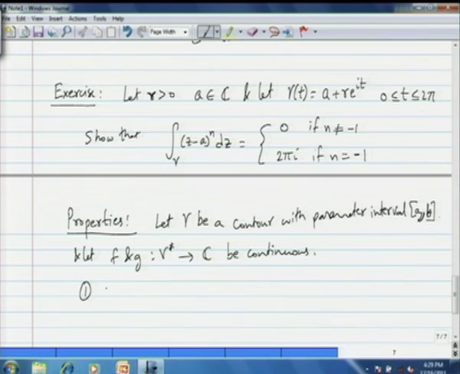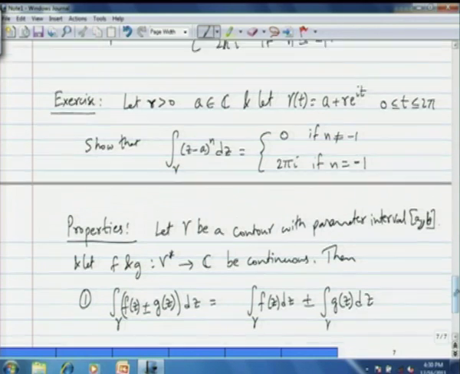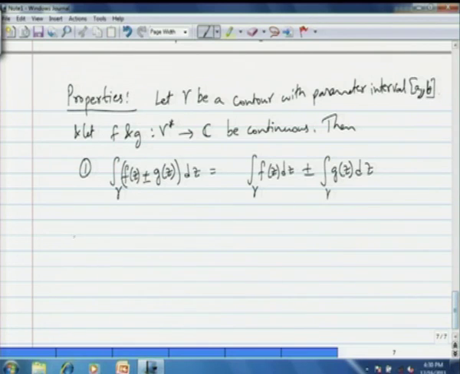Then firstly, the contour integral over gamma of f(z) plus or minus g(z) dz is the contour integration of f over gamma plus or minus the contour integration of g over gamma. This is something we expect, and to prove it is very easy, just use the definition of contour integration. And likewise, if you have a constant times f(z) dz and you want to do the contour integration, the constant can scale out of the contour integration.